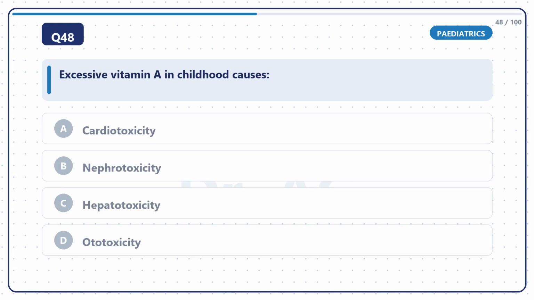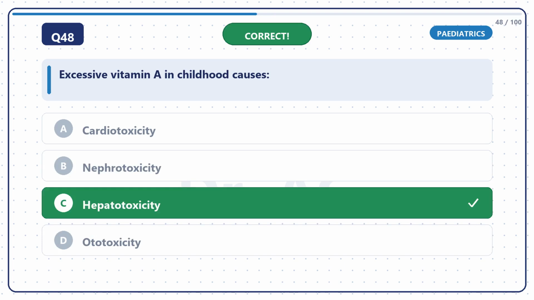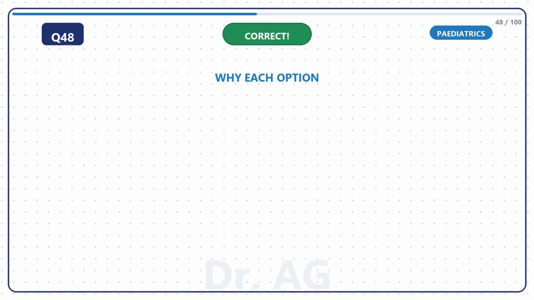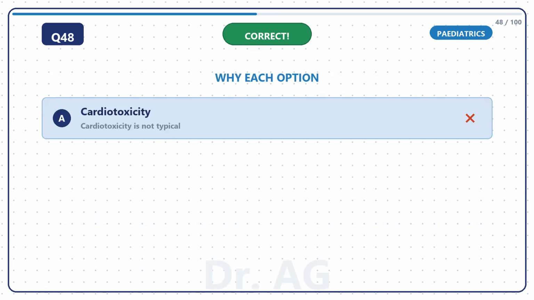Question 48. Excessive vitamin A in childhood causes option A, cardiotoxicity. Option B, nephrotoxicity. Option C, hepatotoxicity. Option D, ototoxicity. The correct answer is option C, hepatotoxicity. Let's go through the options.